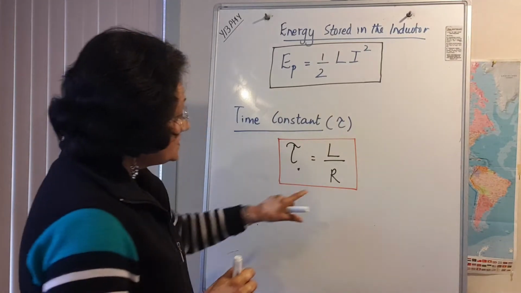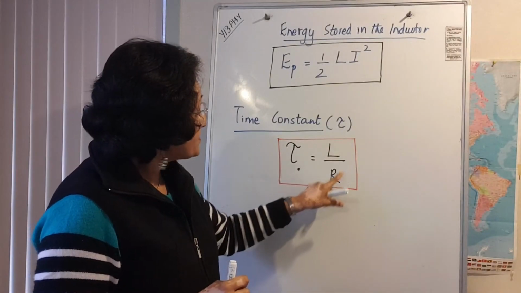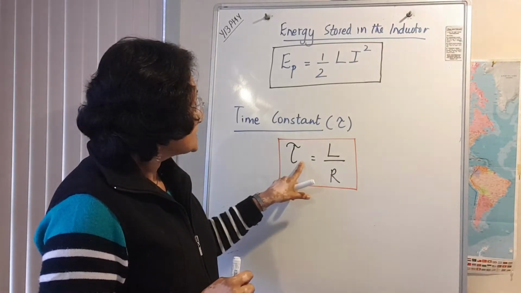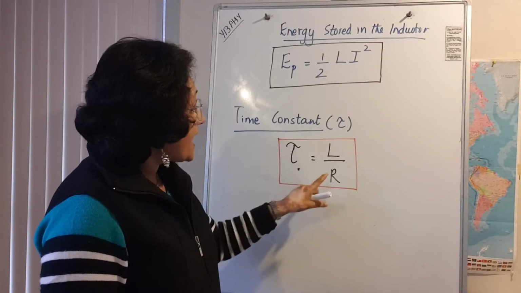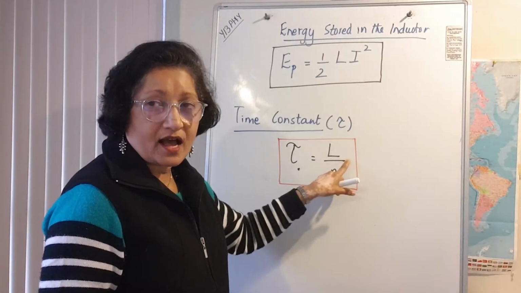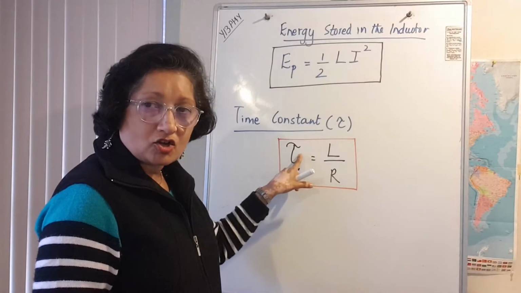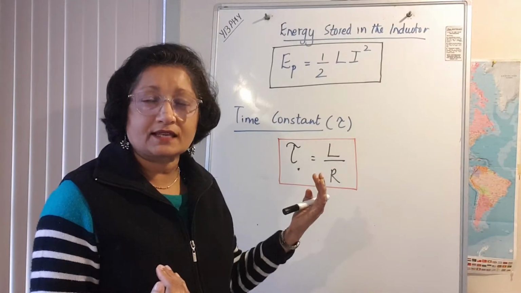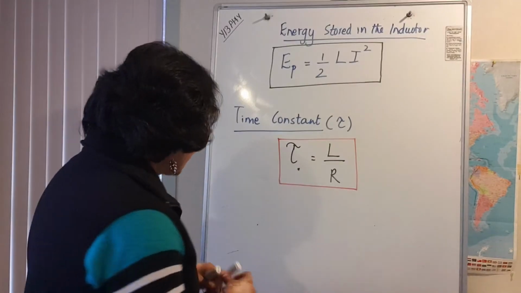If the resistance of the circuit is very high, it's going to take a very short time. The time constant is going to become very small. It's going to happen really quickly. And if the inductance is very large, then it's going to take much longer for the current or the voltage to change by 63%. We're going to see how this is used in certain situations.